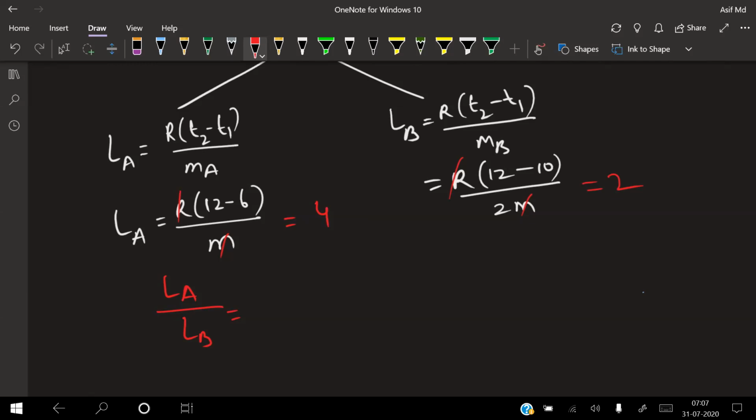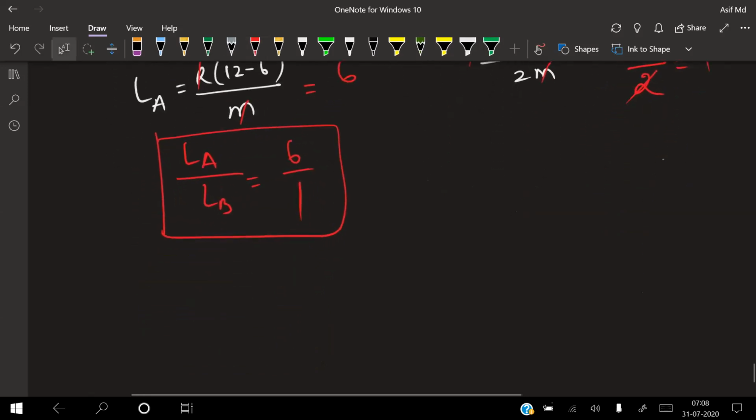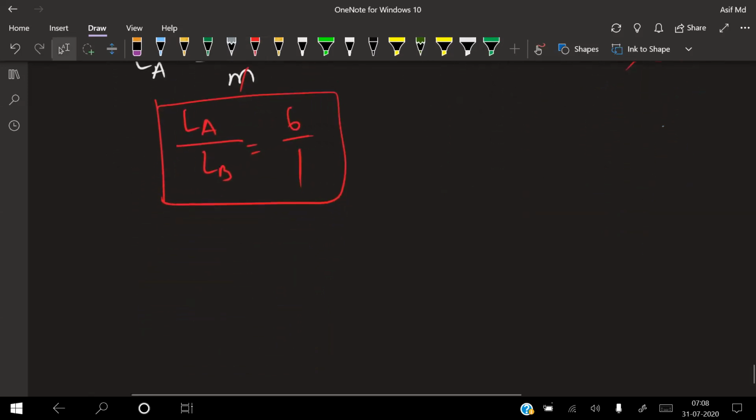12 minus 6 is 6, and 12 minus 10 divided by 2. Yeah, this 2 is also there, no? Sorry, this 2 I forgot. This 2 will get cancelled. This is nothing but equal to 1. That means 6 by 1 will be the answer. Latent heat of A divided by latent heat of B is equal to 1. Clear for everyone? Got it?